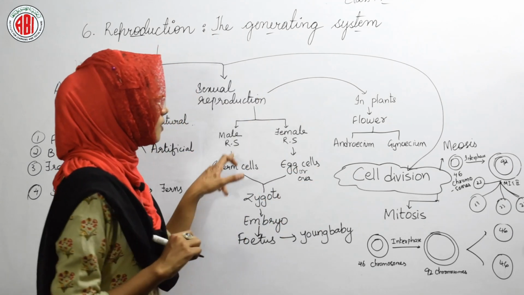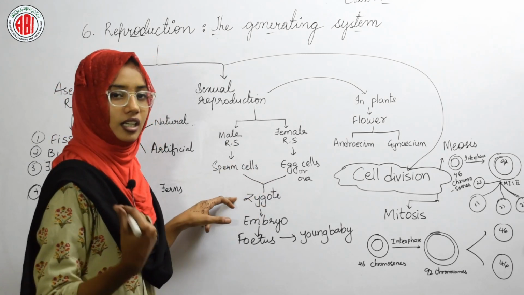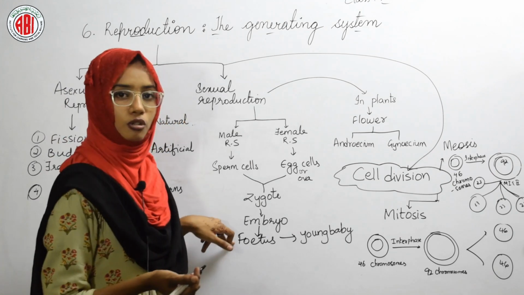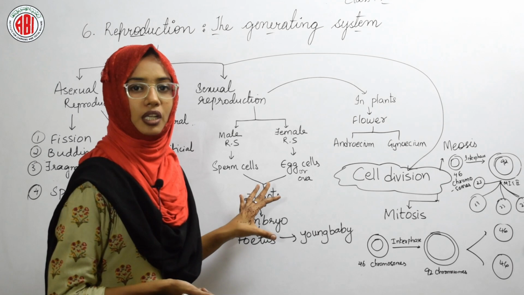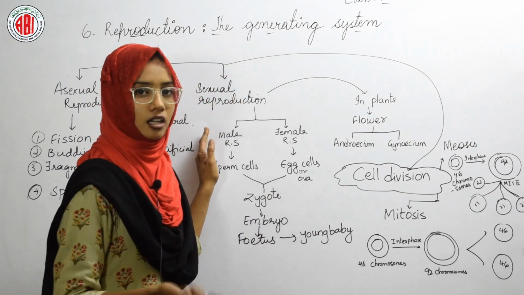These sperm cells, when they fuse with the egg cells, result in the formation of a zygote, and after cell division takes place, the zygote develops into an embryo, and this embryo grows into a fetus. After the gestation period, the birth of a child takes place. So this is about the sexual reproduction that occurs in human beings.